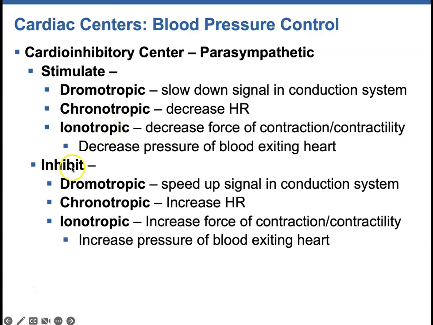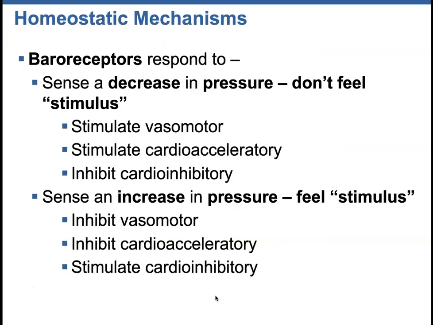Now, if we inhibit parasympathetic, that means you are now kicking on sympathetic. So if you inhibit parasympathetic, it's the exact same thing as saying stimulate sympathetic. So if you inhibit parasympathetic, which means we are turning on sympathetic, now you have this sympathetic response of speeding up the signal, increasing heart rate, and increasing the force of contraction. So obviously these two are opposites.